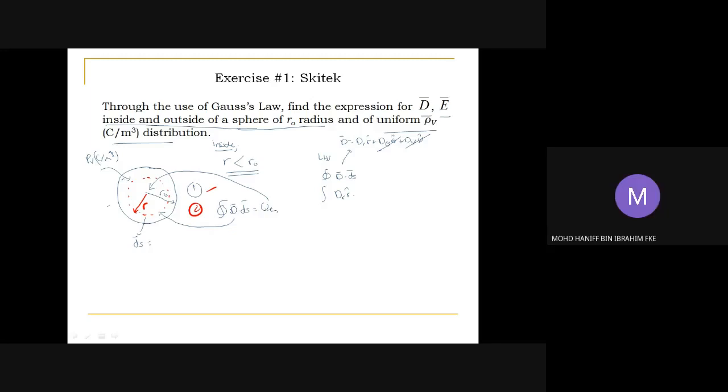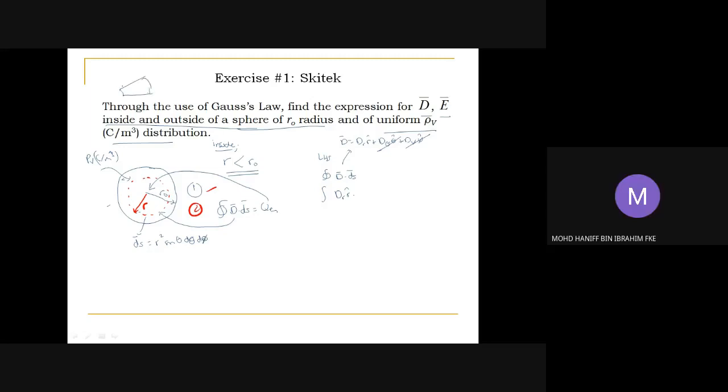Yes, doctor. What should be the ds to be used here, Chen Pen? r dθ... it should be r² sinθ dθ dφ. The direction of the ds, Chen Pen? The direction of r. Thank you very much.